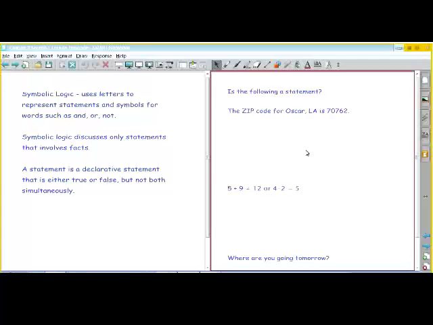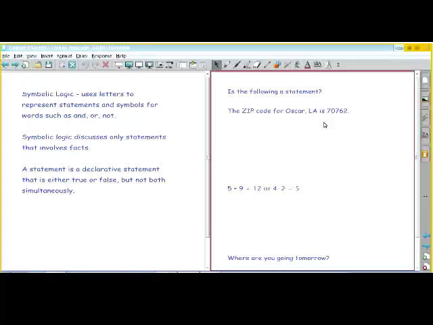The first thing, you've got a couple of homework problems which ask you to determine whether a series of words or equations is a statement. So there are 3 examples. The zip code for Oscar, Louisiana is 70762. So we ask the question, can that be answered by true or false? We don't know if it's 70762, but we can answer it. We can go to Google and check and see whether that's true or false.